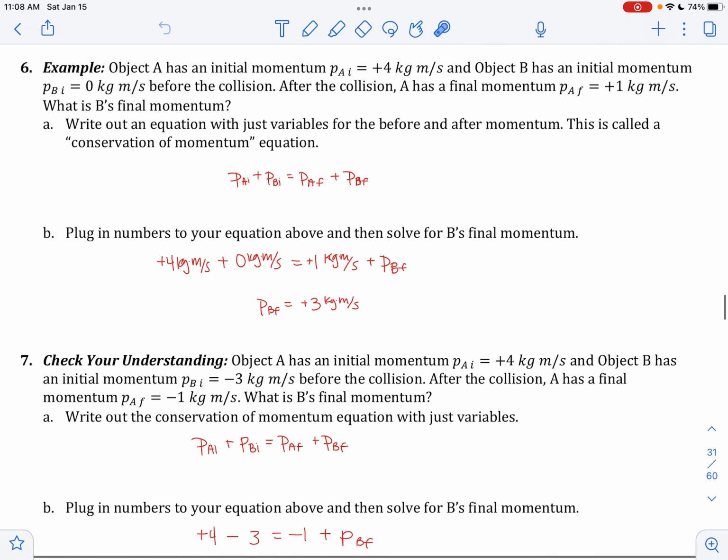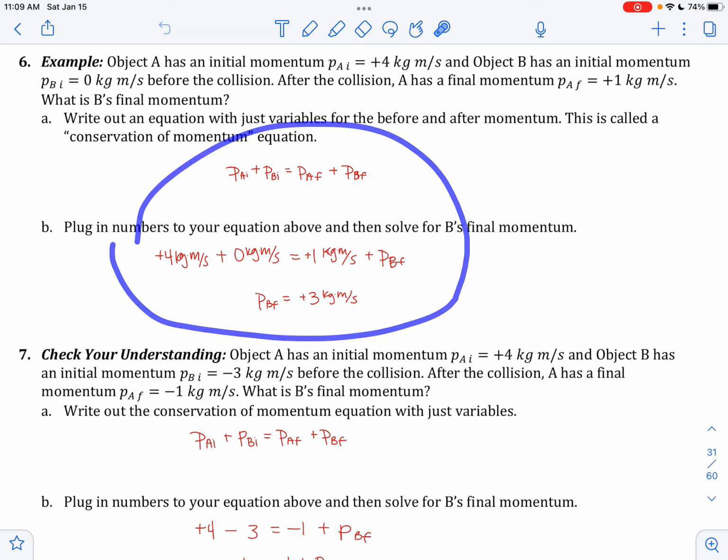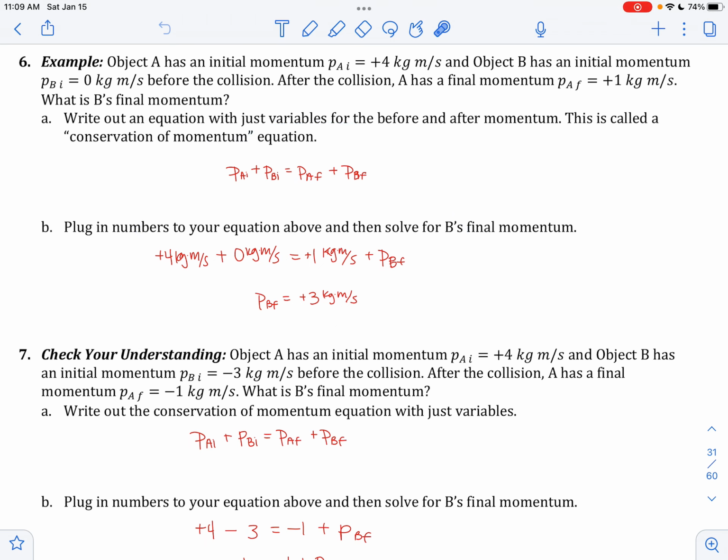And the examples here. The way these examples walk you through it is we're setting up a general equation first with just variables. And then we plug in the values. Don't forget the directions. And then we can solve for our missing value. This example here is pretty straightforward because we don't have any masses and velocities. We're just giving you momentums.